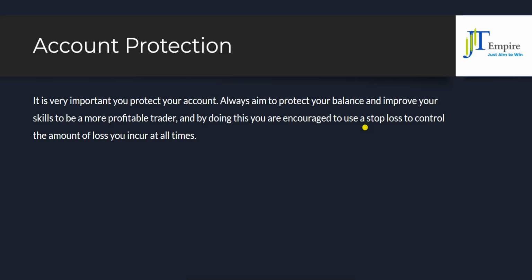It is very important that you protect your account, right? Always aim to protect your account balance and improve your skills to be a more profitable trader. By doing this, you are encouraged to use a stop loss to control the amount of loss you incur at all times. Always aim to protect your account. Capital retention and account protection should be one of the top priorities in your trading life.